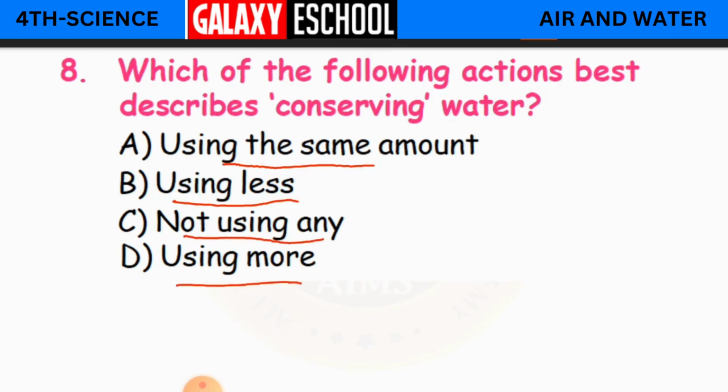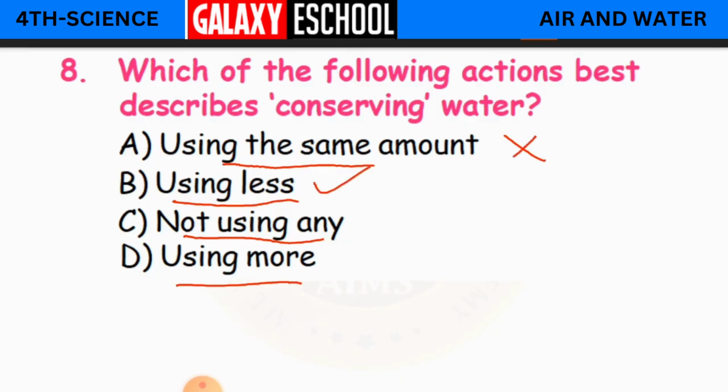Here we are talking about water, children. If we are using the same amount of water, will the water be saved? Suppose today we used 3 buckets of water, and if we want to save water, what do we have to do tomorrow? We have to use only 2 buckets of water, for example, so that you have saved 1 bucket of water. Clear? So that is why this is the wrong option.